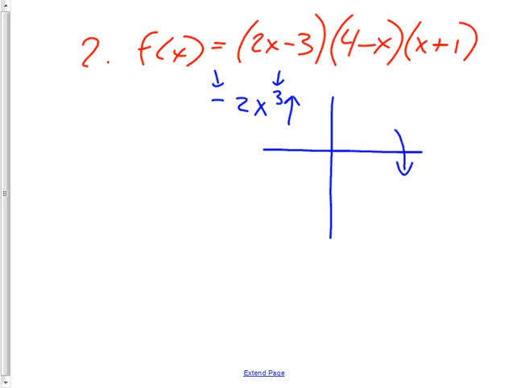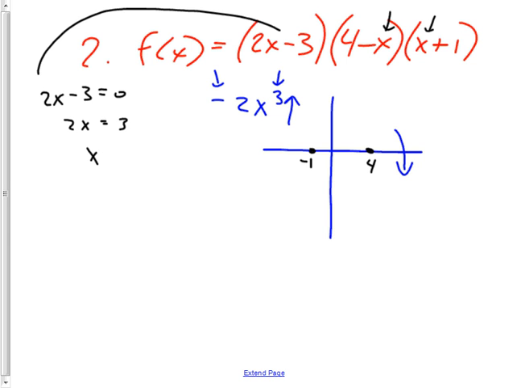Okay, so this one, you have to figure out what would make it 0, and it would be 4. So this has to go through at 4. This one would be -1. And this one's a little harder. I'm going to go off to the side and solve it. 2x minus 3 has to equal 0. 2x has to equal 3. X has to equal 3/2, which would be the same as 1.5. So right there is 3/2. These do not have to be super accurate.